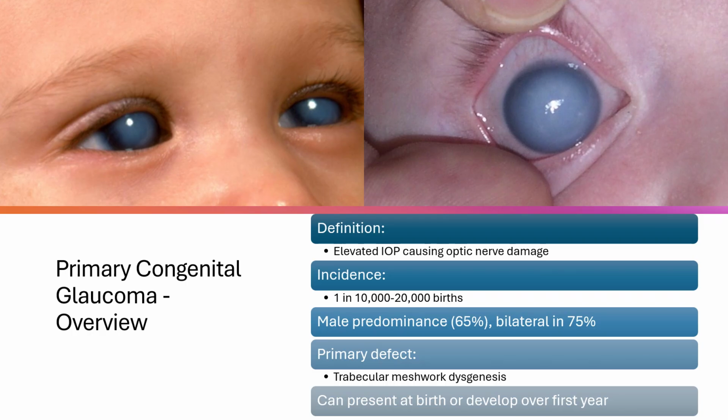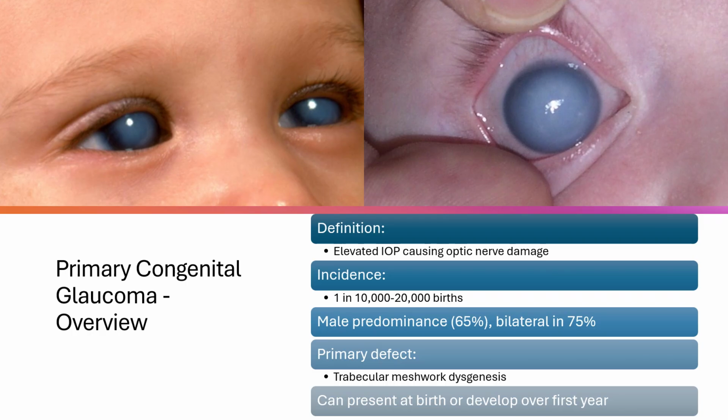The developmental defect involves incomplete differentiation of the trabecular meshwork and Schlemm's canal. Unlike adult glaucoma, where the drainage system deteriorates over time, these infants are born with structurally abnormal filtration angles. The severity of the anatomic defect determines age at presentation and response to treatment. Early recognition changes outcomes dramatically.